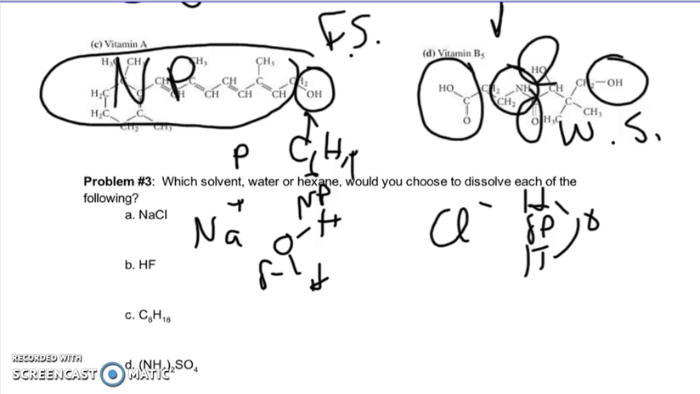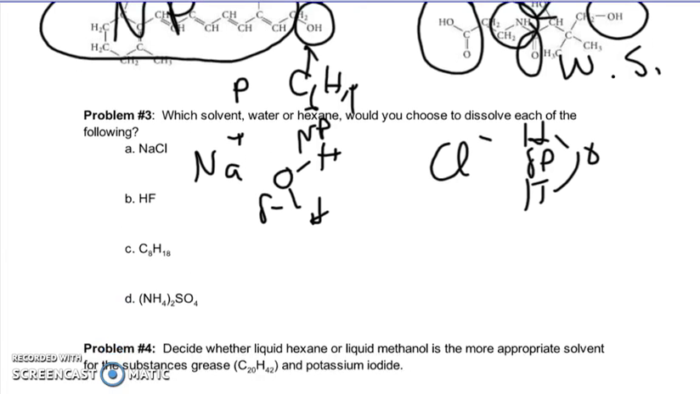HF is very polar, so again, water. Octane, I see no oxygens or nitrogens or whatever, so it is not polar, so I pick hexane. And ammonium sulfate is ionic. Once again, I pick water because water dissolves most ionic substances.